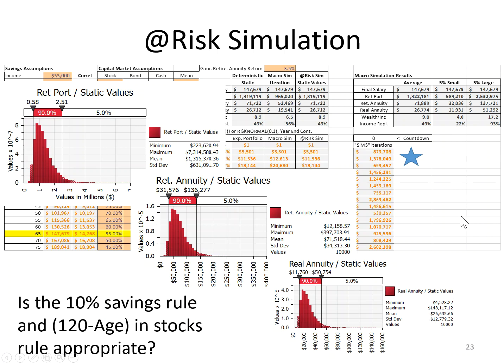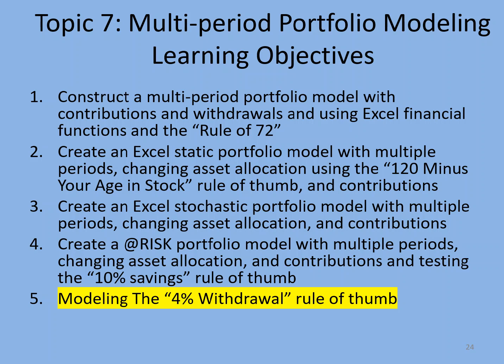So it's not clear. I think we're going to need another model, and we're going to do that in the next topic, or I'm sorry, in the next topic 8. However, in the next section, we're going to start talking about in retirement, how do I think about withdrawing money? How much can I safely withdraw?